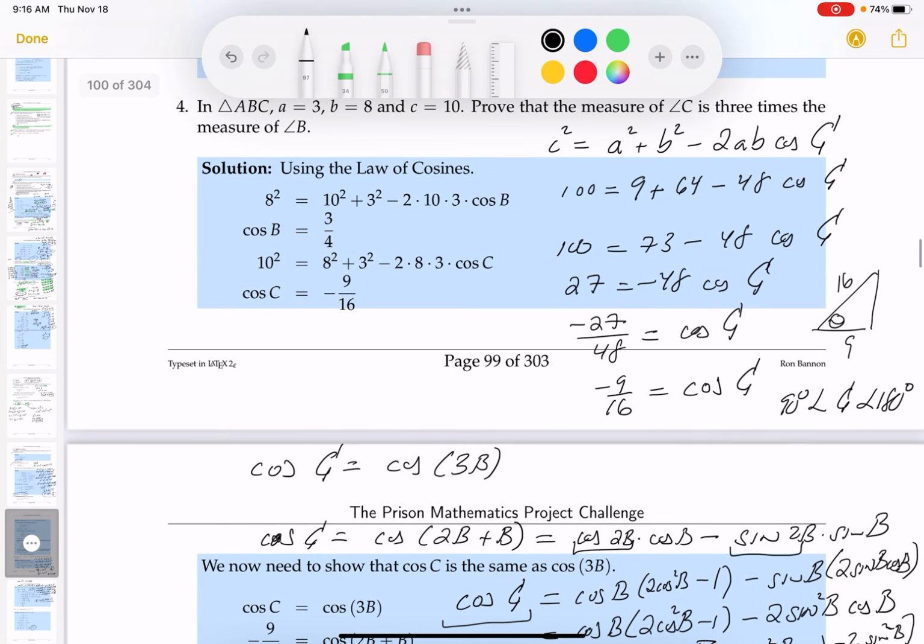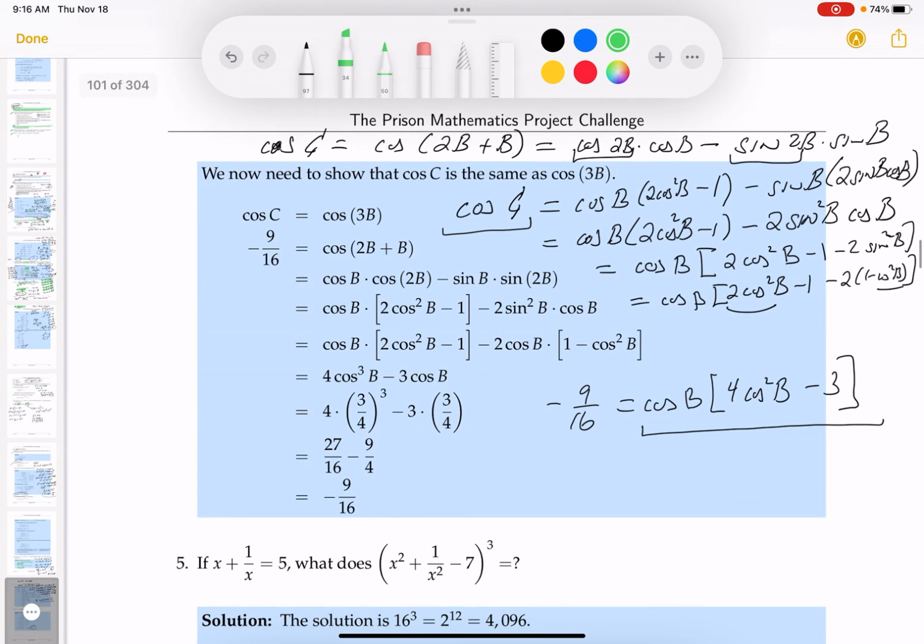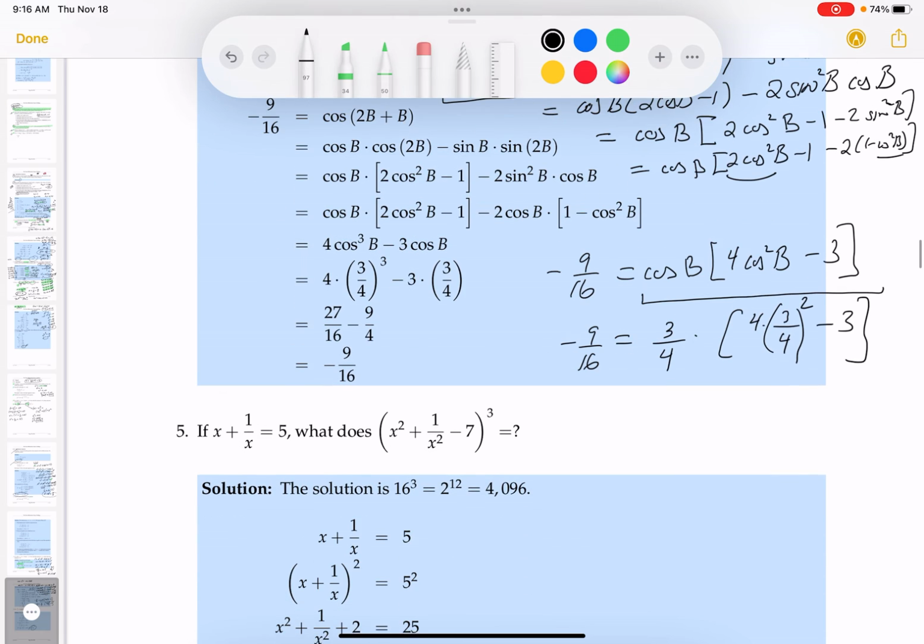Now, I'm going to cut to the chase, by the way. It's really taking too long over here. But I also would need to do this here. I didn't realize that. I did that. I did this one. It's really the same thing. So it's 3/4. Let's write that down. All right, I'll do it very carefully over here. So minus 9/16, 3/4 times 4 times 3/4 squared minus 3. And let's see if this works out.